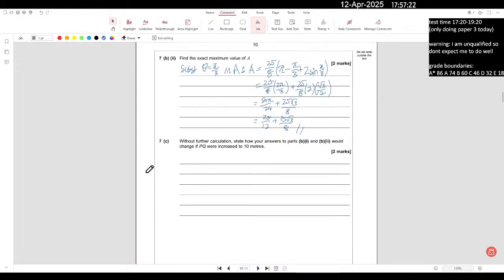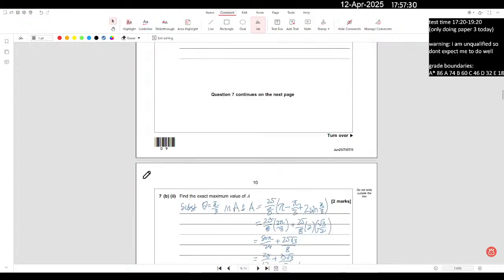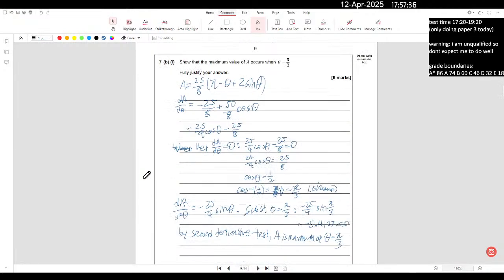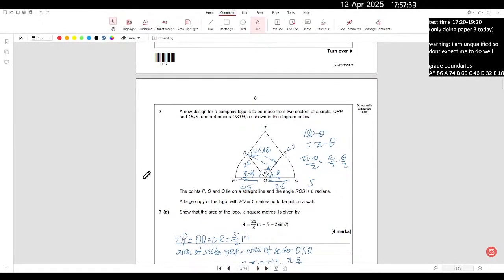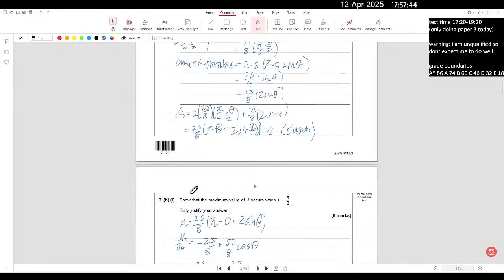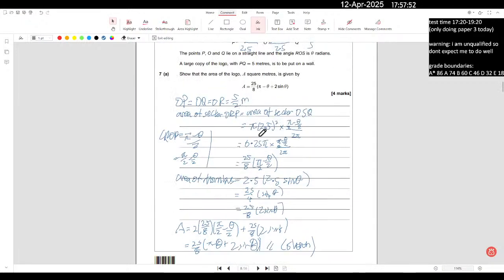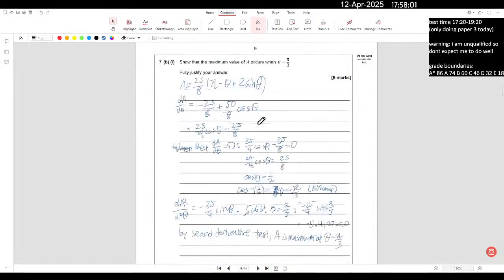Without further calculation, state how your answers to parts B1 and B2 would change if PQ were increased to 10 meters. B1, if PQ were increased to 10 meters, I think theta should still stay the same. But basically all the 2.5 here would be changed to 5. So I believe the answer would be quadrupled.